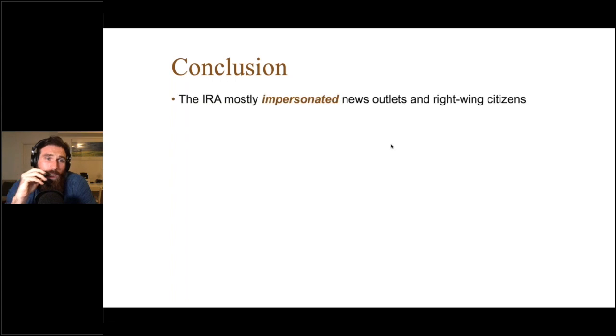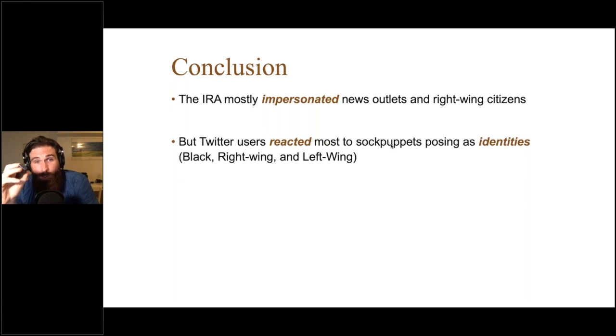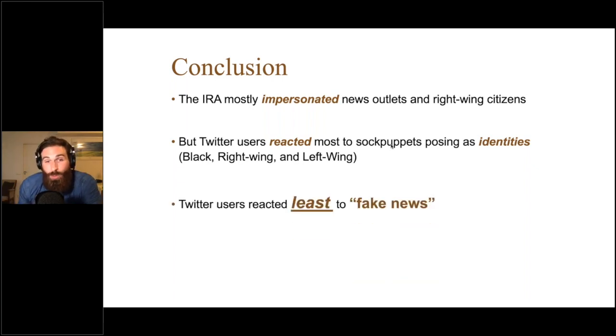And so the conclusion is that the IRA mostly impersonated fake news outlets and right-wing American citizens. This is where they sent the most tweets from these accounts. But Twitter users reacted most to the sock puppets that were posing as identities. So even though the IRA was sending most of their tweets from fake news outlets, the ones that were getting engagement were the Black, right, and left-wing trolls. Twitter users reacted least to fake news.